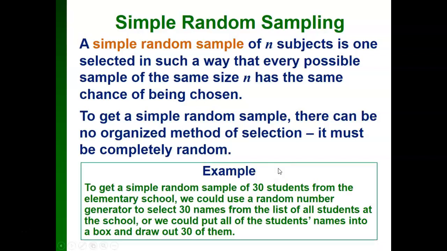For our elementary school example, if we wanted a simple random sample of 30 students, we could either use a random number generator to select 30 names from the list of all the students at the school, or we could take all of the students' names, write each one on a slip of paper, put all those into a box, and then draw out 30 of them. And there's no organization. We're not dividing anything up into groups or classes or anything like that.